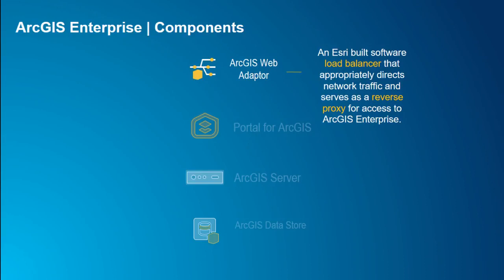Well, let's start with the web adapter. The web adapter is an Esri-built load balancer. What it does is it directs network traffic, and it serves as a reverse proxy for access to your enterprise. It comes in 2 different versions, IIS and Java. The IIS version runs in Windows or Microsoft IIS, and the Java version runs on a Java-based web server, such as Tomcat or WebLogic. Does anybody in the room have any experience with web servers or web server technology? Couple? Awesome. Well, this product is designed to make this as simple as possible for you. It sits on your web server, and it redirects traffic to the internal ports which are used by our ArcGIS Enterprise.